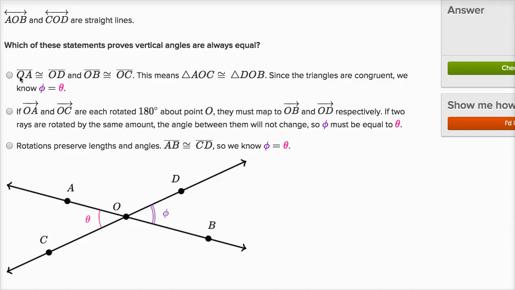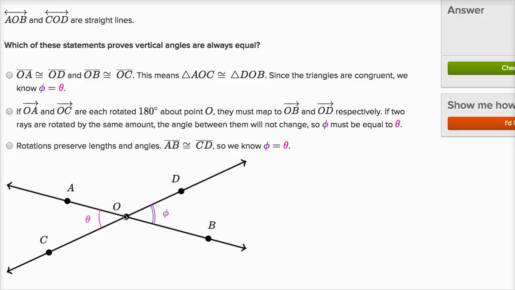So this one says segment OA is congruent to OD. We don't know that. They never even told us that. I don't even have to read the rest of it. This is already saying I don't know how far D is from O. I don't know if it's the same distance as A is from O. So we can just rule this first choice out. They just started with a statement that we don't know based on the information they gave us. So let's look at the second choice.